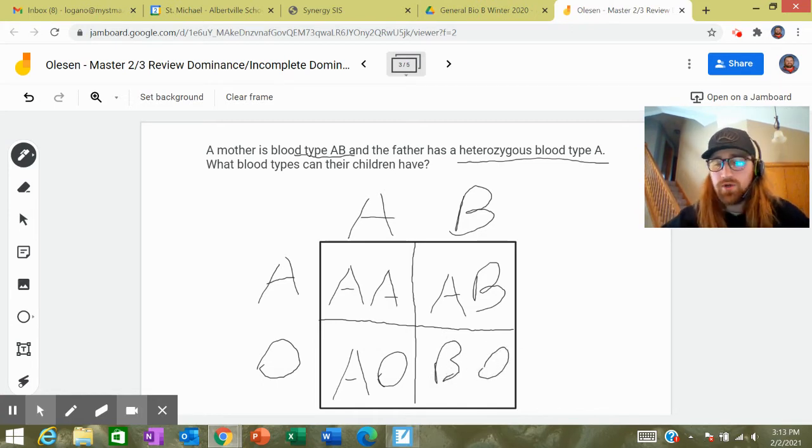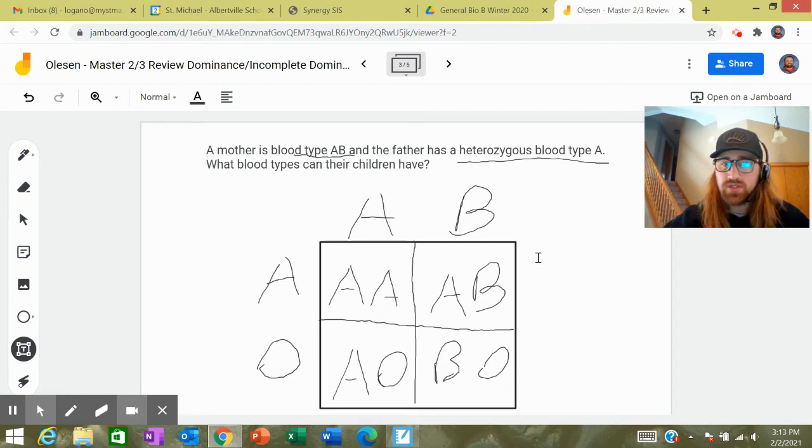So this is where things are going to get a little different depending on if I'm looking for the genotypes or if I'm looking for the blood types. So our question says, what blood types can their children have? They can have A, they can have AB, they can have B, and they can have A. A, B, and AB. So they have 3 different blood types. Now we can break this down to percentages. 50% are going to have type A.